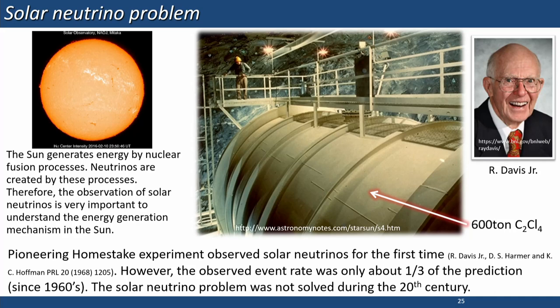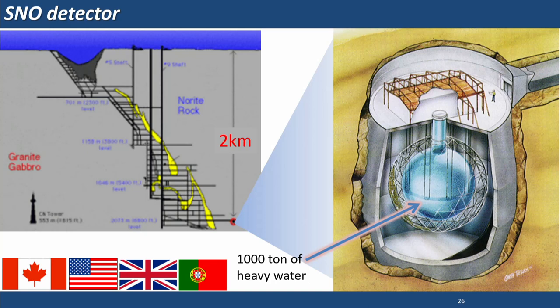Then, a very important experiment to understand the solar neutrino problem was the SNO experiment. It was, again, a very deep underground detector. And this is the image of the SNO detector. And in fact, this detector contains 1,000 tons of very clean heavy water.